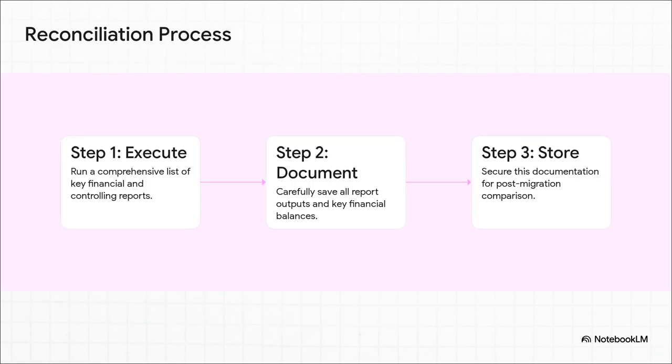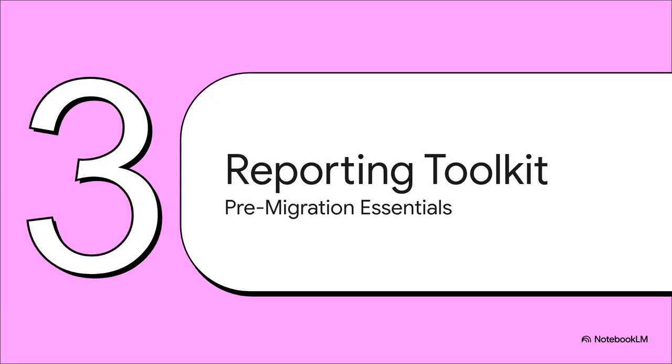In the process itself, it's actually pretty straightforward, which is great. It's 3 steps. 1, you execute all the key reports. 2, you carefully document everything, you save all the outputs. And 3, you store that documentation somewhere safe for comparison later. That's it. This simple 3-step process, it's basically your insurance policy for your financial data. Okay, so you're probably asking, what exactly goes into this snapshot? Which reports are we talking about? Great question. Let's open up the toolkit and see what's inside.